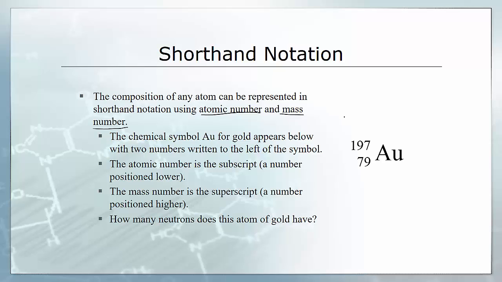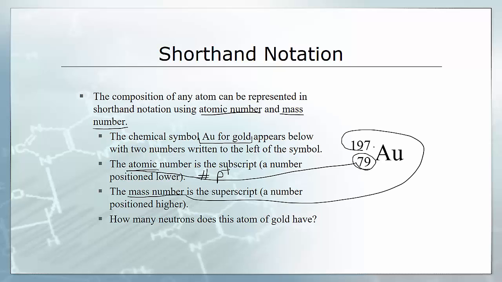Au is gold, obviously not an English abbreviation. The two letters: the first one is capitalized as per the criteria, the second one is lowercase. The atomic number is the subscript, this one. Remember, again, the atomic number is the number of protons. That goes on the bottom. The mass number is the superscript. The mass number, remember, is the number of protons plus the number of neutrons.